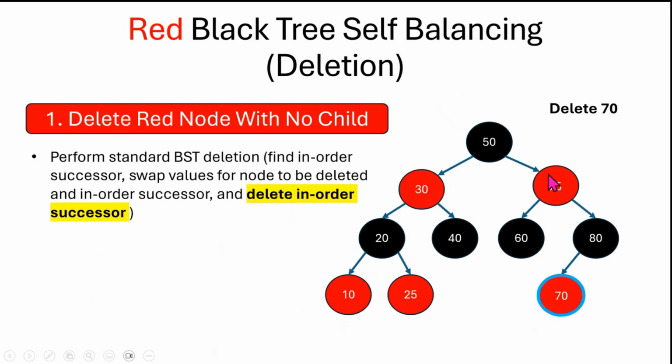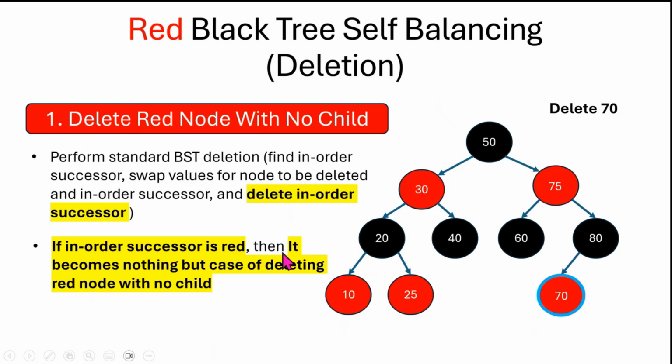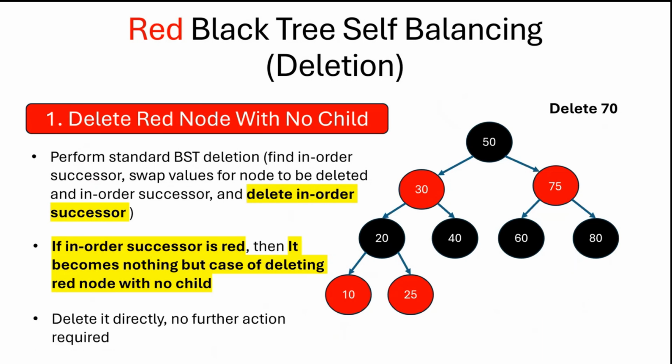So again, this case gets related to this. If the in-order successor is red, it becomes nothing but the case of deleting a red node with no child. So initially we were deleting 70, which had two children, and it maps to this case, deleting the red node with no child. Hope you understood this part. And in this case, as we just saw in a previous slide, we can directly delete this red node with no child because it does not impact any property of the red black tree. So it is safe to delete. The first case is easy to understand.